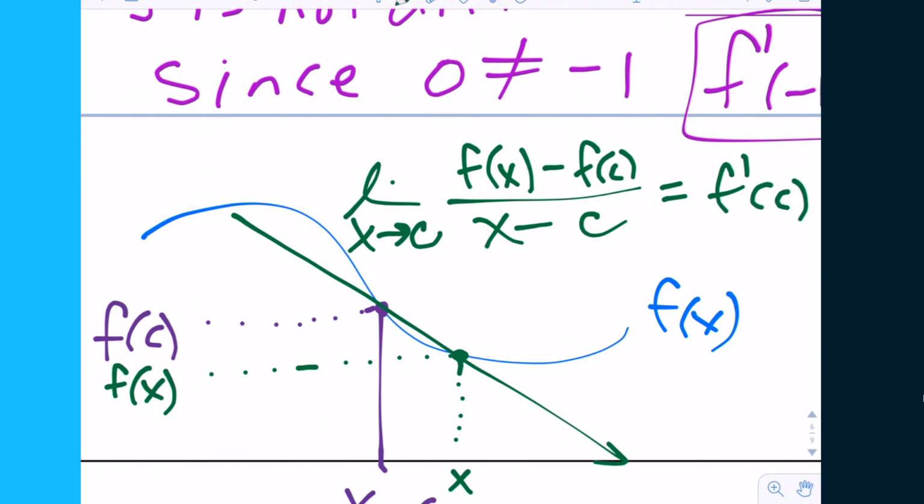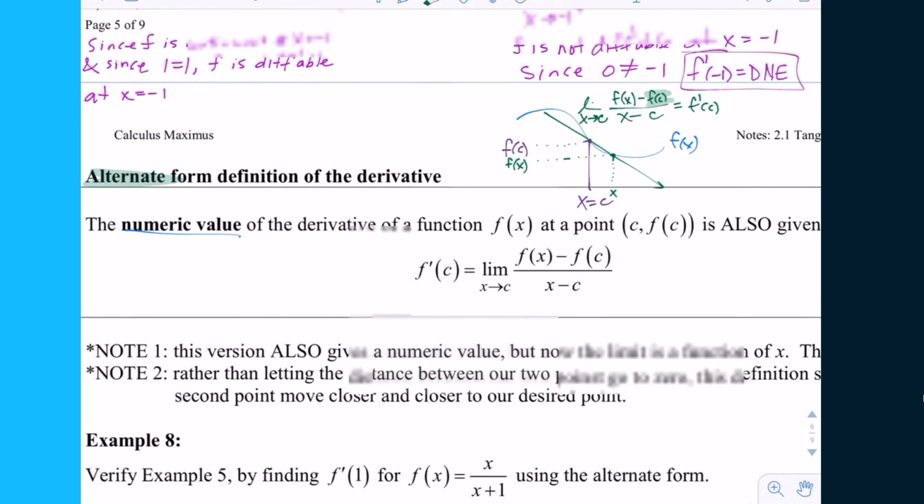So just like the modified form, it gives us the same numeric answer. But what's different about this one again is it gives us the limit as a function of x, which is what we need if we want to check for differentiability. Now notice that it does have continuity built into it, because what is f of c? F of c is the function value at c.